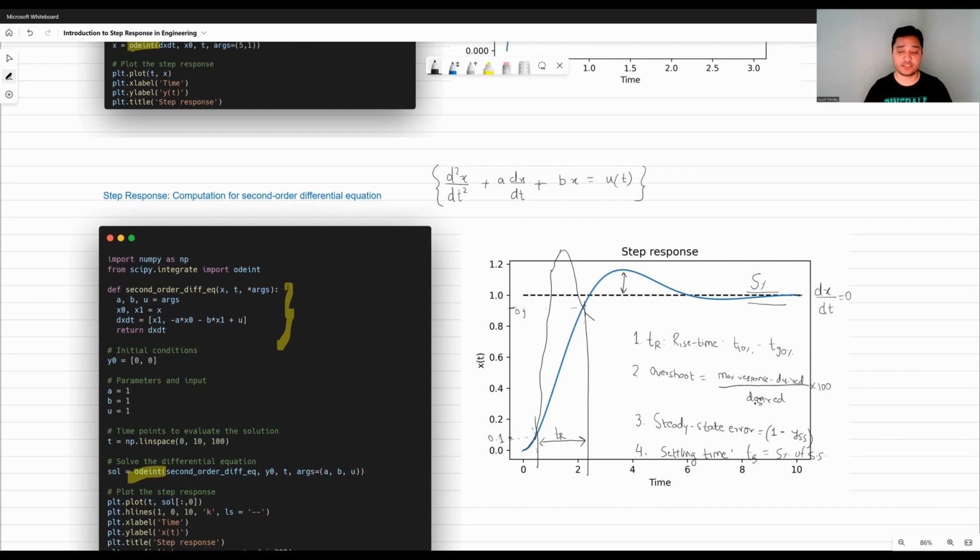So with those metrics, we can characterize the performance of a system by using the step response, and then describe how we want our system's response to be so that we can optimize it.